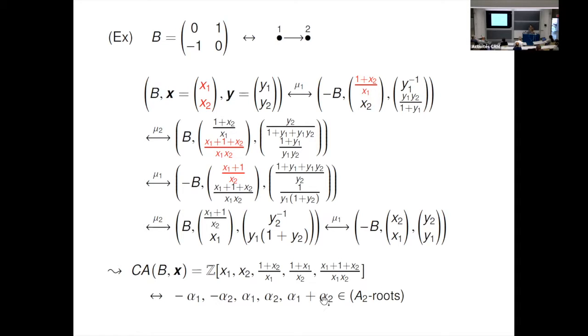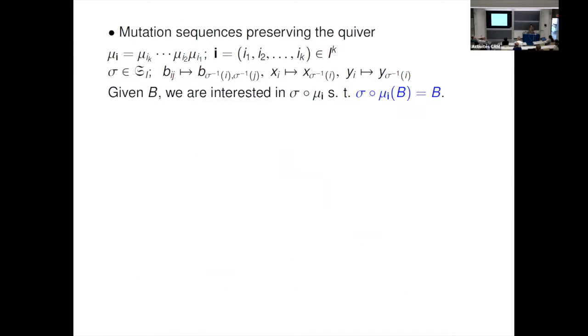They are the negative simple roots and positive roots of type A2. For the positive roots, by looking at the denominators of these last three cluster variables, you see that the denominator corresponds. So the multiplicative version appears in the denominator of cluster variables. The exception is these two initial x variables, which are related to the negative simple roots. This is the correspondence.